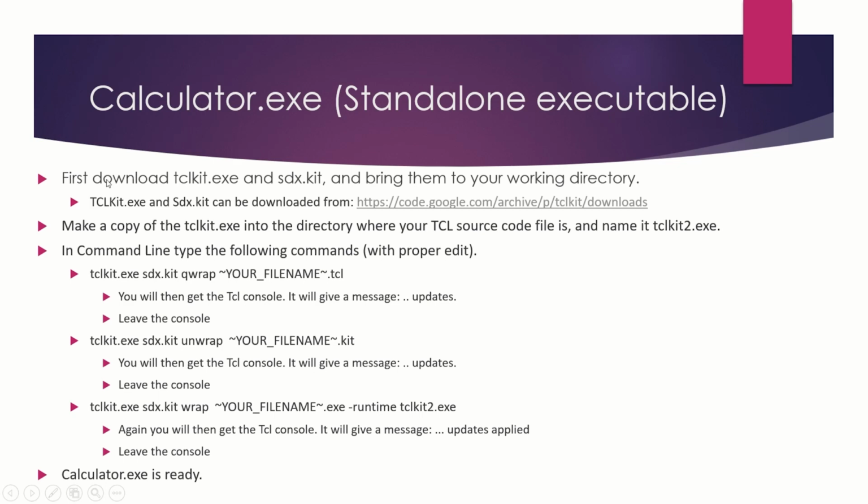First, we need to download tclkit.exe and sdx.kit and then bring them to your working directory. The link has been given in the description for downloading both of these. Then we need to make a copy of tclkit.exe into the directory where your Tcl source code file is and name it tclkit2.exe. Then in the command line, type the commands one by one. After typing all these commands, you will get your calculator.exe ready.